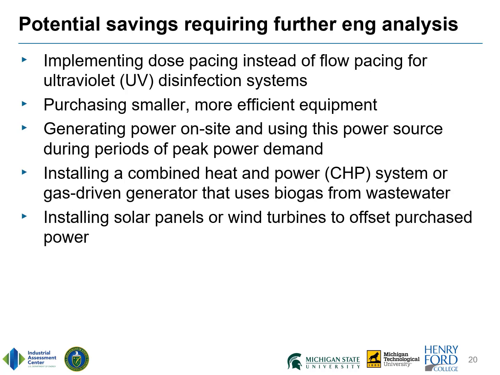Additional energy-saving methods that also require further engineering analysis include implementing dose pacing instead of flow pacing for UV disinfection, purchasing smaller, more efficient equipment, generating power on site and using this power source during periods of peak power demand, installing a heat and power system or a gas-driven generator that uses the biogas generated from wastewater treatment, and installing solar panels or wind turbines to offset purchased power.